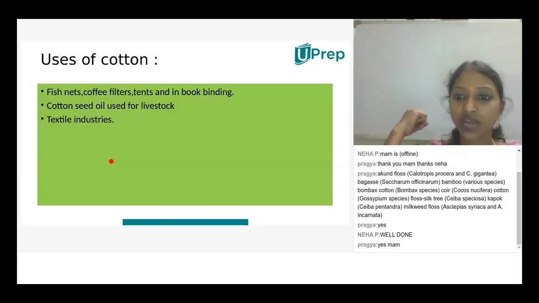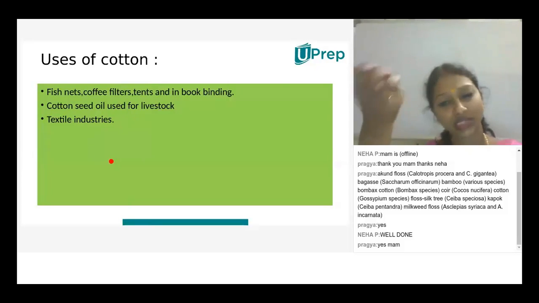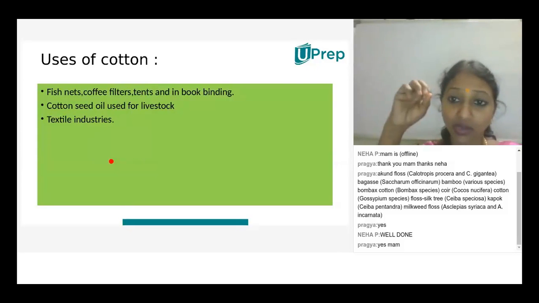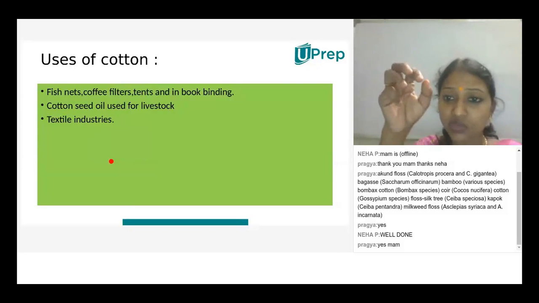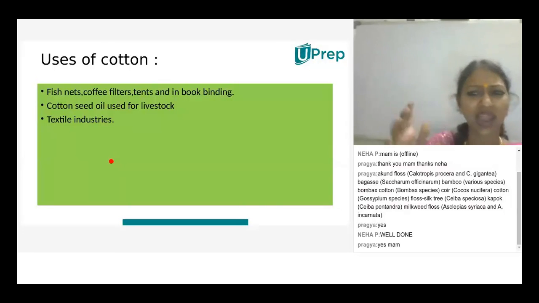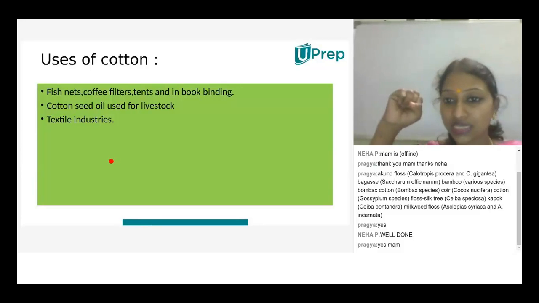Cottonseed oil is used for livestock. So what is this cottonseed? After extraction of cotton, these seeds are available. So when we grind the seeds, what happens? Not only simple grinding in the mixer or whatever it is, it will undergo some process, so they'll yield some oil, cottonseed oil.